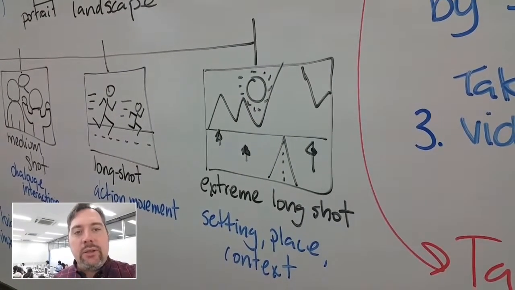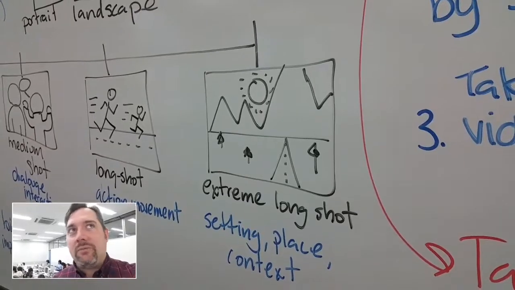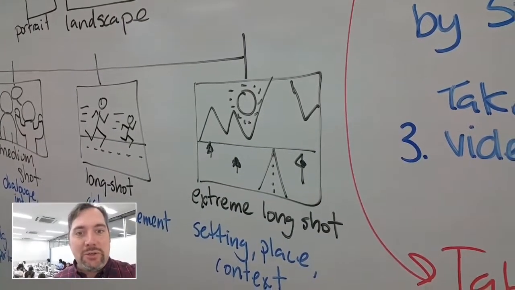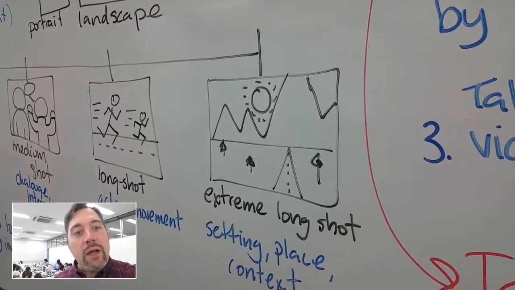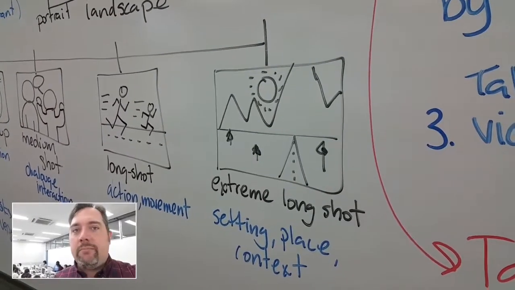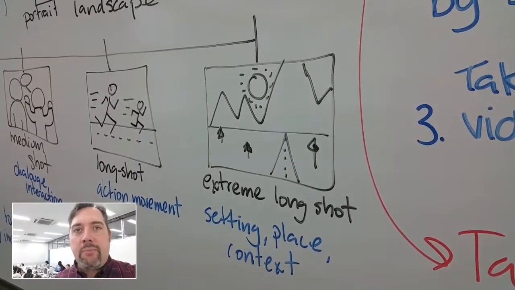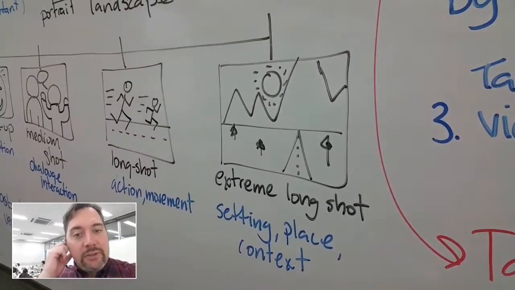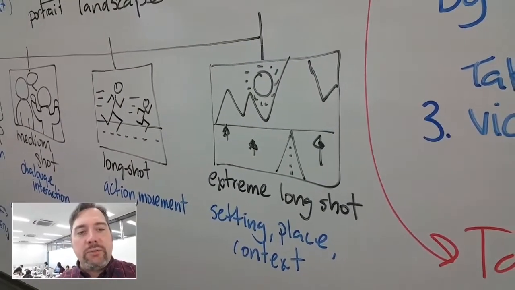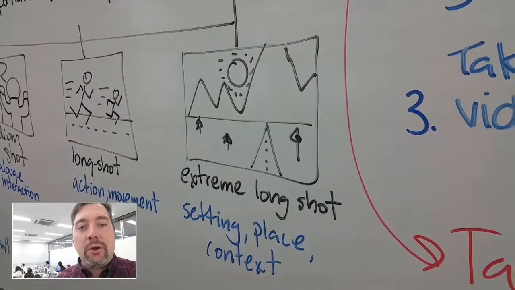So this can tell us if the story is going to be in the countryside or in a big city, or involve a lot of people, or have a busy feel. Is it in the future? Is it in the past? This builds some context for us, and it's called the extreme long shot.